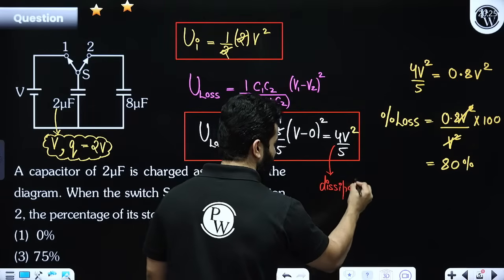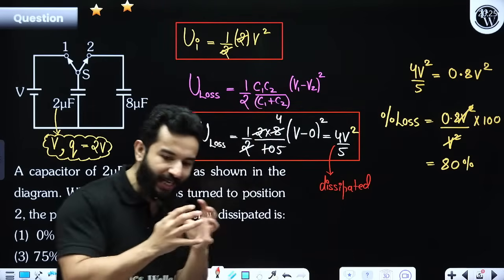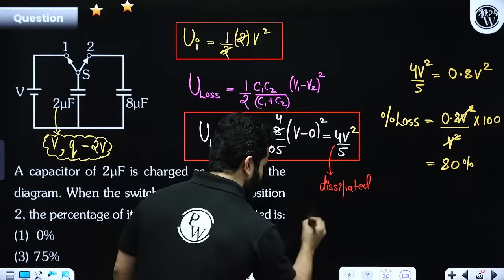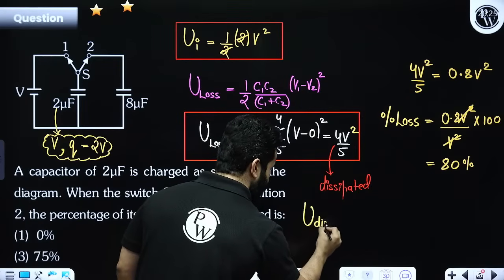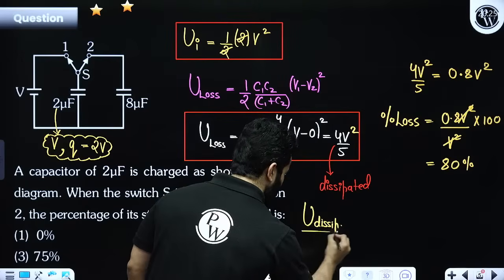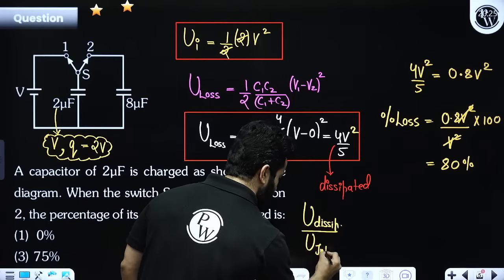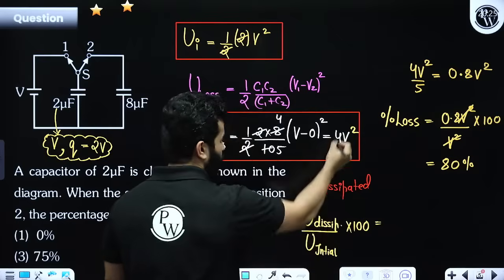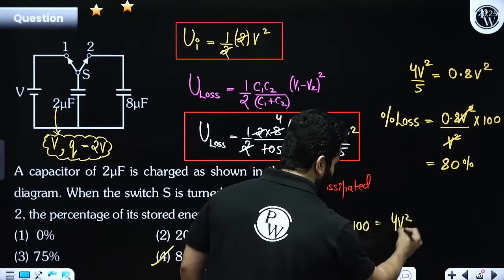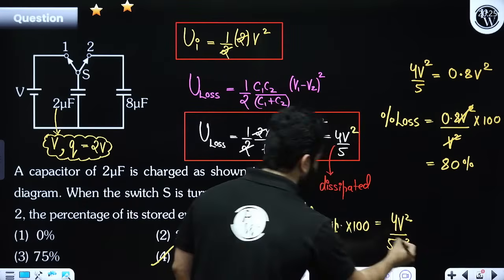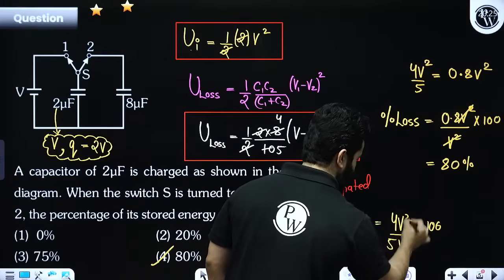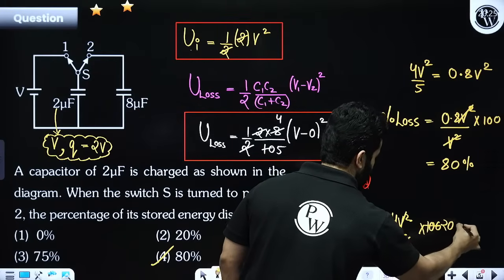So now if somebody is asking you what percentage of energy is getting dissipated, what you are going to write down is energy dissipated divided by initial energy multiplied by 100. So that's what I have done. 4V square divided by 5 divided by V square, because initial energy is V square, multiplied by 100. V square gets cancelled out. This is 20. Answer is 80%.